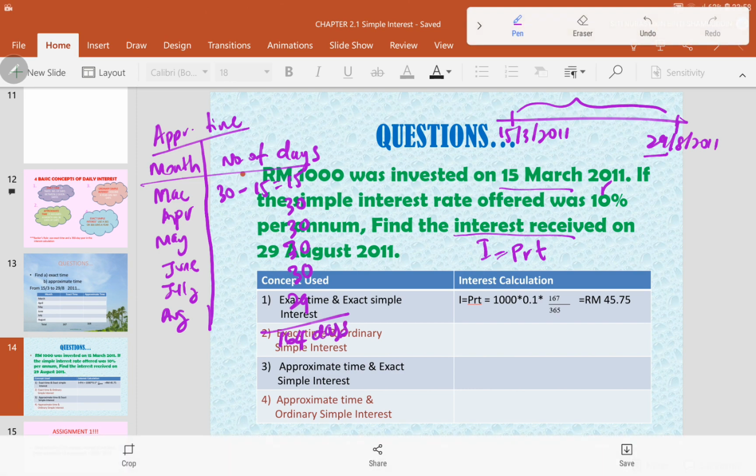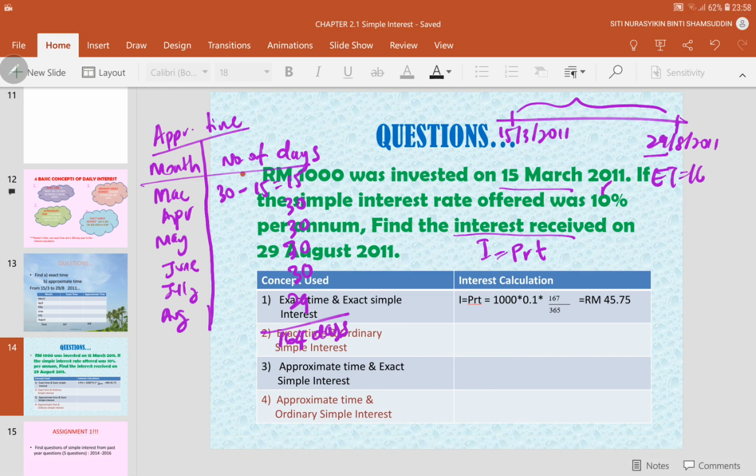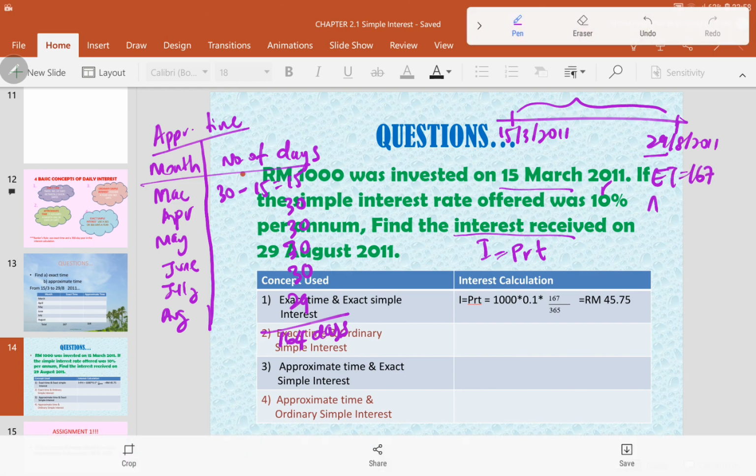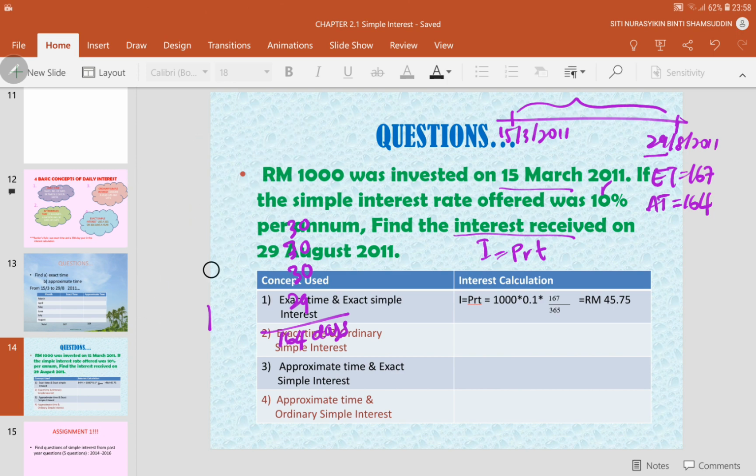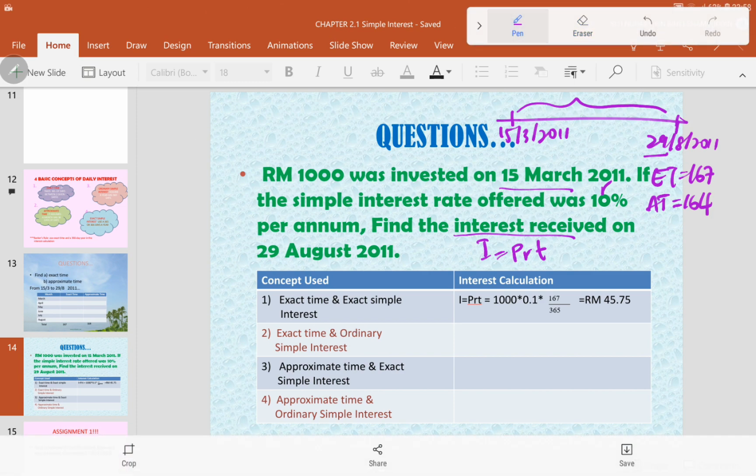Okay, so ingat tadi kita buat exact time, kita ada 167 days, and approximate time we have 164 days. Alright, now what is the function we find number of days ni? Okay, this date will be used to find T ni nanti. Okay, now let us look for the first one, concept. If the concept used is exact time and exact simple interest. Okay, exact time, kita ambil tadi, exact time is 167 days. Okay, nampak ni 167 days.